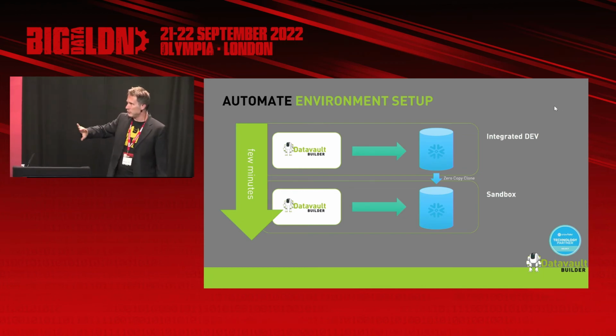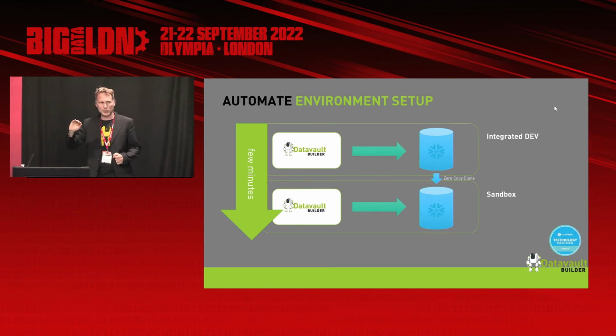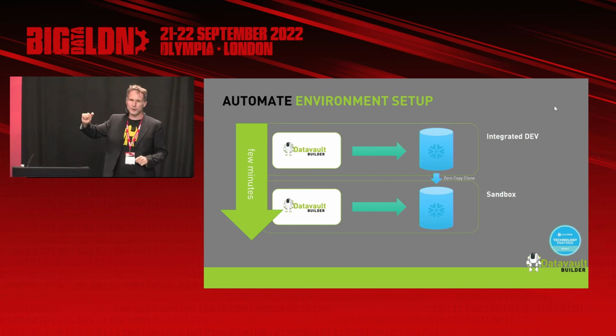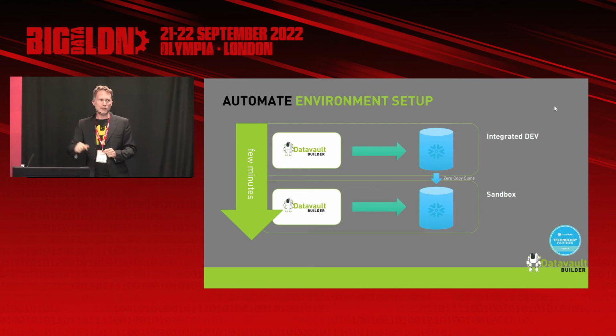Now, if you did your changes in the sandbox, you can't use the zero copy clone mechanism anymore to bring your changes back into your integrated dev, but that's not a problem. Before, we defined this Git flow based process where you can export the model of your sandbox. It gives you all the JSON files and you can merge it together with the integrated dev box and deploy it to the integrated dev box.